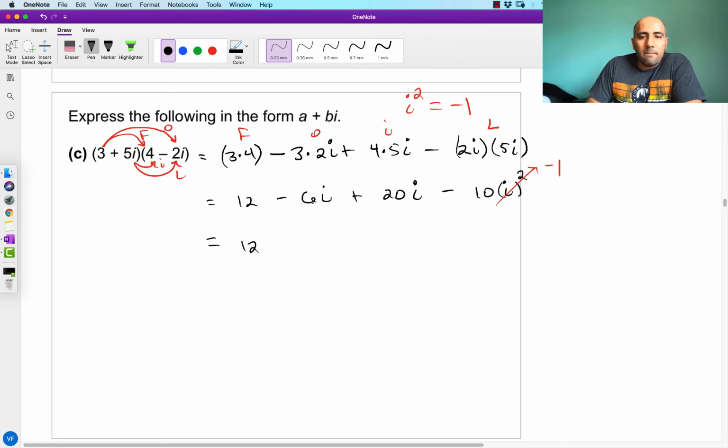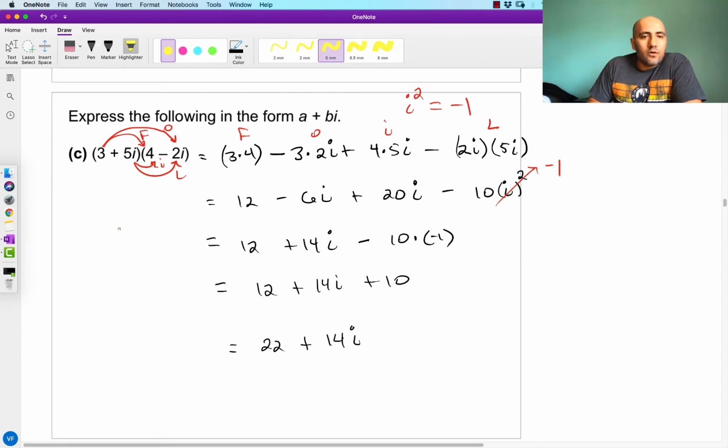Combining these two together, -6 plus 20 gives me the plus 14i. And then we end up with a minus, and then 10 times -1, which is going to become -10. And then a subtraction of a -10 is going to become a positive. So we get 12 plus 14i plus 10, and then we bring together the 12 and the 10 to give us 22 plus 14i. That's our final answer. So the multiplication of two complex numbers gives us another complex number where the real part is 22 and the imaginary part is 14.